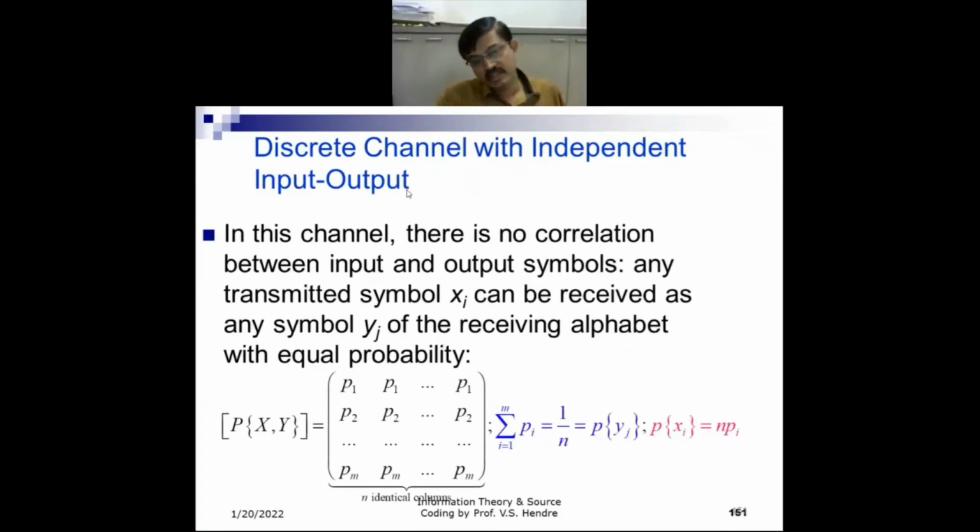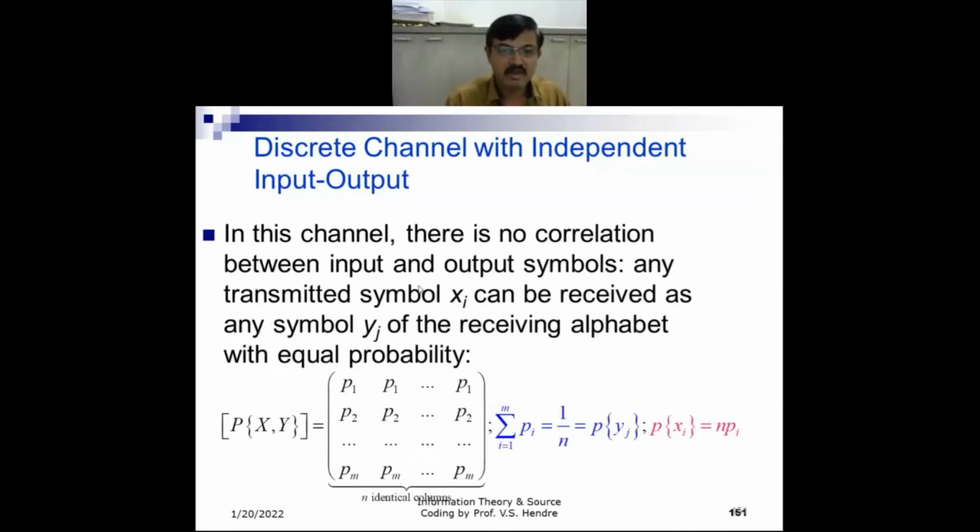In this channel, there is no correlation between input and output symbol. Input is also independent, output is also independent. We don't have any correlation between x and y. Earlier we had correlation, y dependent upon x, x dependent upon y, x comma y. So here there is no dependency between x and y. X is independent, y is independent.